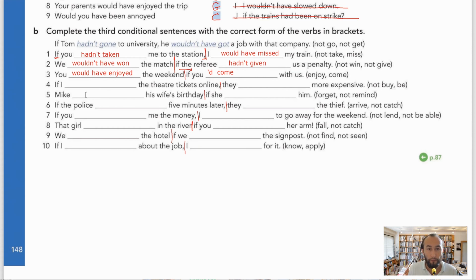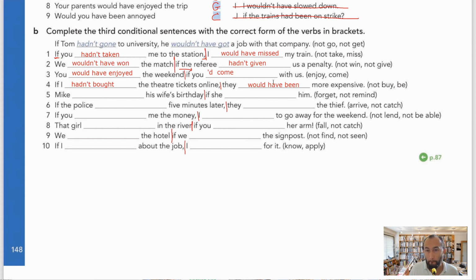Okay. Number 4. Now, the if clause is coming first, so in the if clause, we're going to use past perfect. Not buy, that's a negative, so hadn't bought will be the right answer. So if you hadn't bought the theater tickets online, they be. So be in the result part, so would have been. So they would have been more expensive.